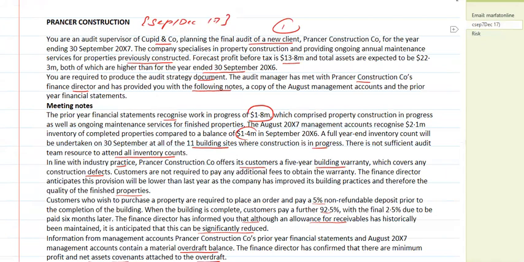Okay. The August 2007 management account recognized 2.1 million of inventory in complete properties compared to the balance of 1.4 million in September 2006.